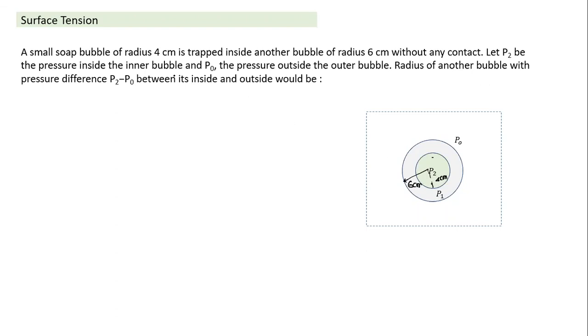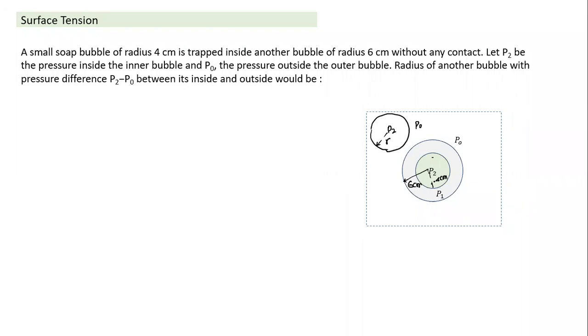And the outside is exposed to P naught. P naught is the pressure outside the outer bubble. So what is it asking here? What is the radius of another bubble which has the same pressure? Now this is pressure P2 here. If I have another bubble, and this bubble also is blown in the same atmosphere, this bubble also has a pressure P2. What is the radius this bubble has to have?